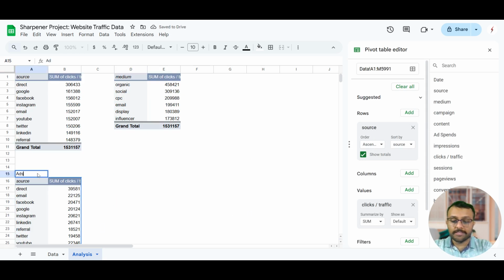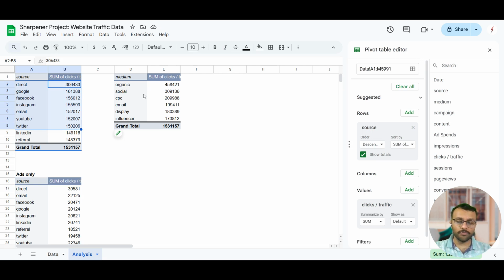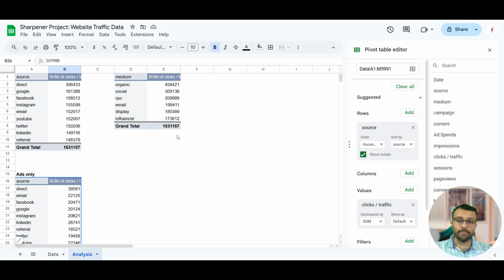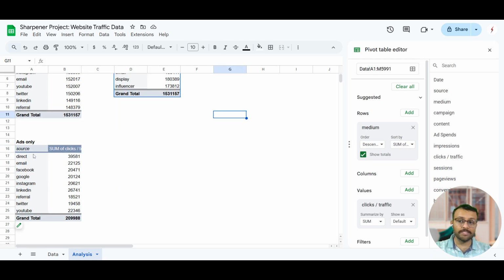Now this is an interesting thing. Previously also we had analyzed by source, right? But this was for the overall traffic. It did not care if the medium was organic, social, CPC, email, anything. Over here we are only selecting CPC. And that is why this totaled 209988. That is the same as this 209988 because this is CPC only. Ads only, or you can also call it CPC only.